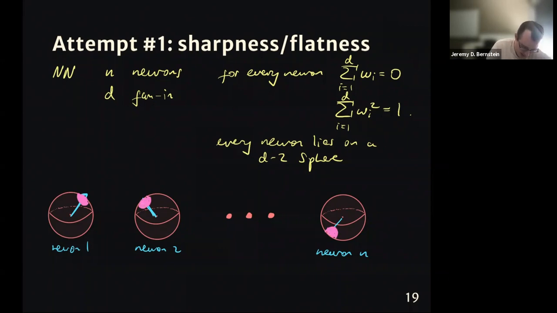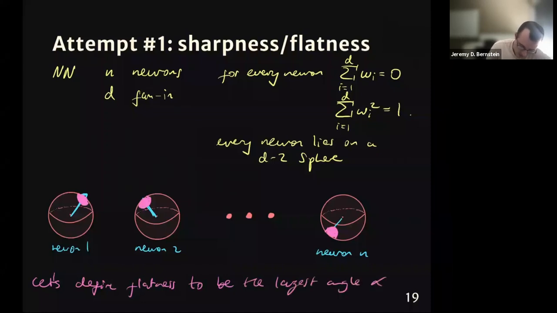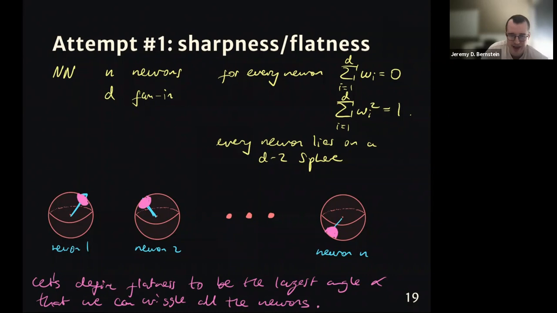And then let's define flatness to be the largest angle alpha that we can wiggle all the neurons by without inducing a misclassification. So this is a way of summarizing flatness of a solution with a single number, which is an angle. Okay, and this is a model. There are some issues that you could have with doing this, but I claim it's not the worst model in the world.